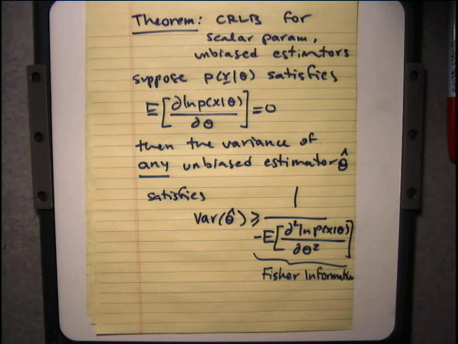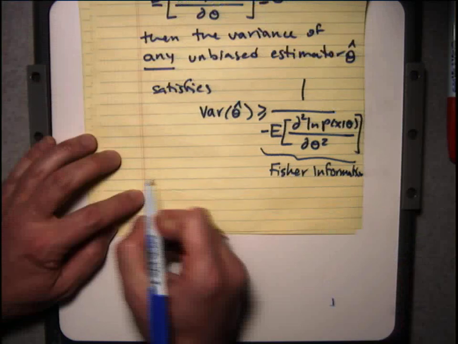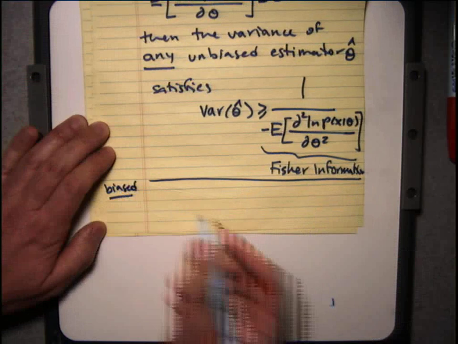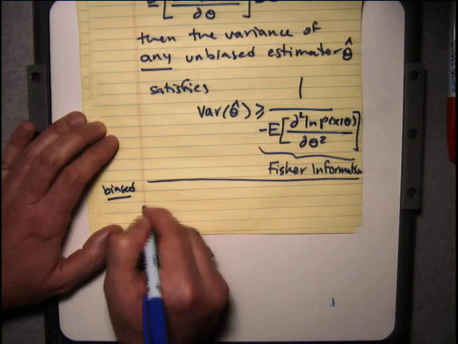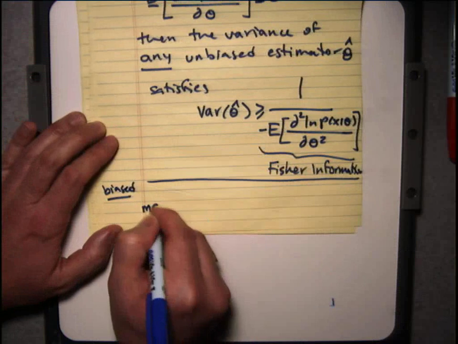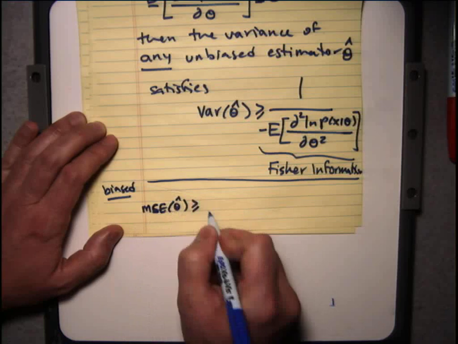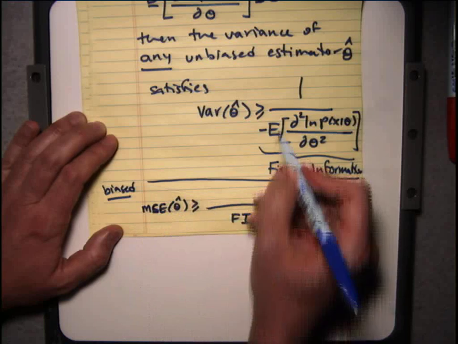All right. There's a biased version of this as well. And let me just write it down. We're not going to really use it very much, but the biased version is actually a bound not on the variance but on the mean squared error. Mean squared error, function of theta hat. This is lower bounded by... The denominator here is the same as there, so this is the Fisher information. Okay, same thing here.